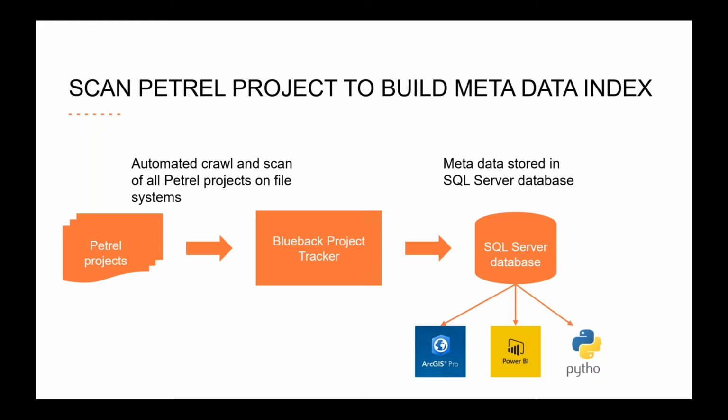After the scan, the Blueback Project Tracker can be set up to run the name mapping. So this is done by using a fuzzy text matching algorithm that will then take into account any spelling mistakes or synonyms and map and name your horizons consistently. All of this is then stored in a SQL Server database where you can access it from any applications that can read data from a SQL Server database, such as ArcGIS Pro, Power BI, or Python, as Thomas will demonstrate.